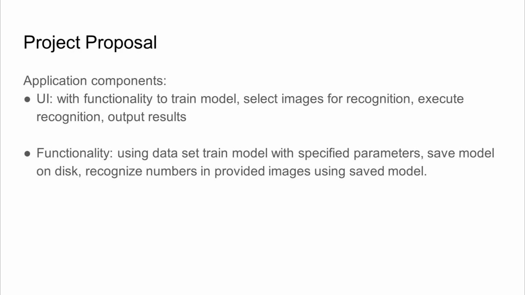The project proposal describes an application that will allow users to upload images with handwritten digits, recognize and output the written numbers. User interface, with functionality to train a model, select images for recognition, execute recognition, and output results. Functionality: using a dataset, train the model with specified parameters and save the model on disk. Recognize numbers in provided images using the saved model.